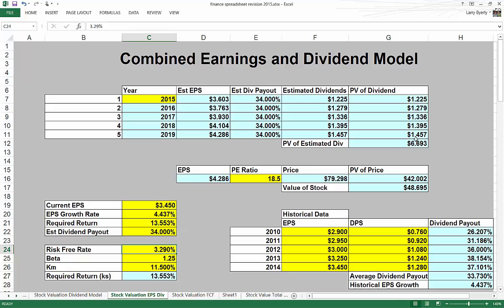So this is the present value of dividends for years 2015 to 2019 using 13.553% as the discount rate in the time value calculations. If you add those up, it says that the present value of our estimated dividends is going to be $6.70 for the next 5 years. That's the value in today's money. The other calculation we need then is we need to figure out what the price is going to be at the end of this 5th year.